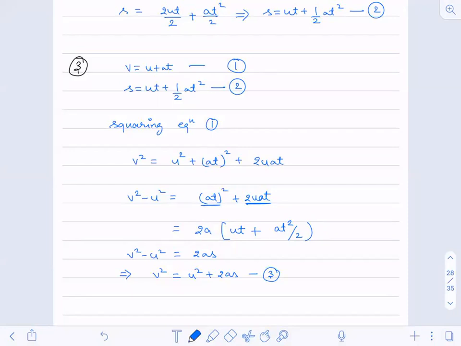So any doubt you have in this now? Do you have any doubt in this? If you don't have any doubt, we are going to do the numericals then.